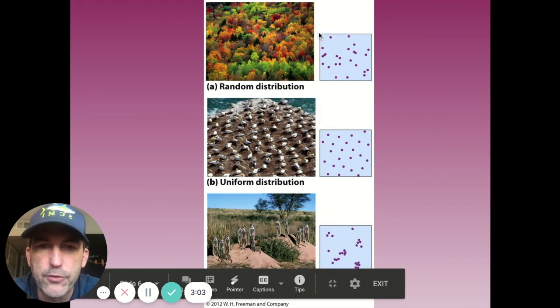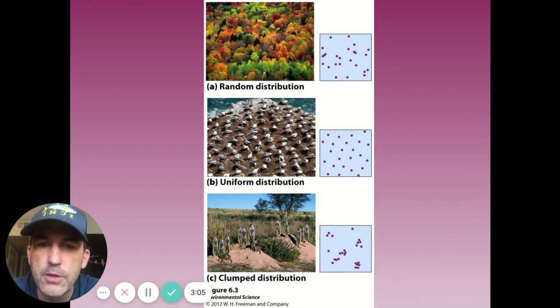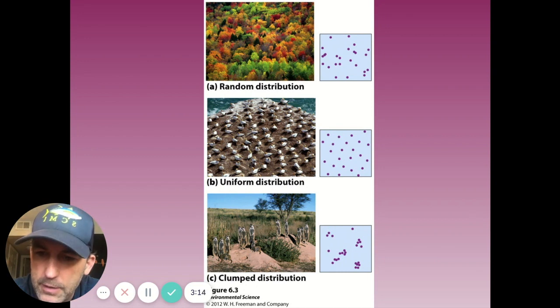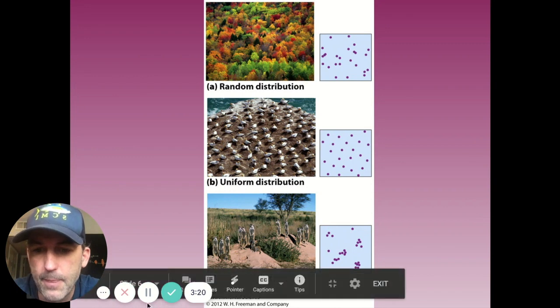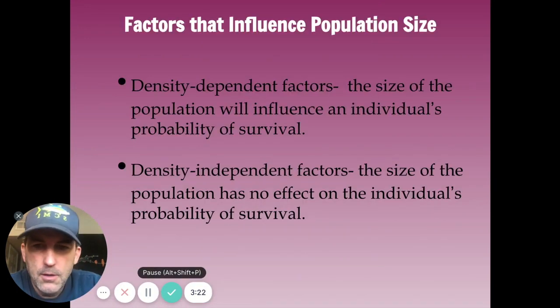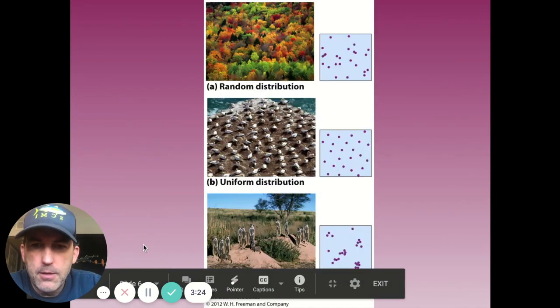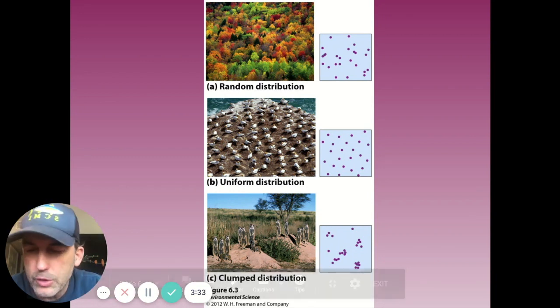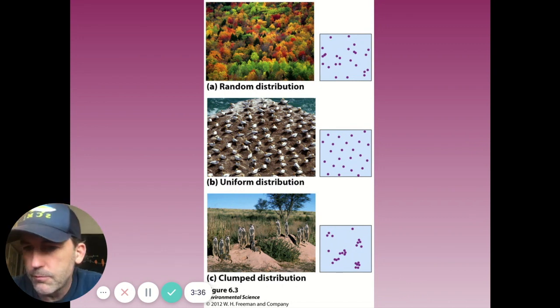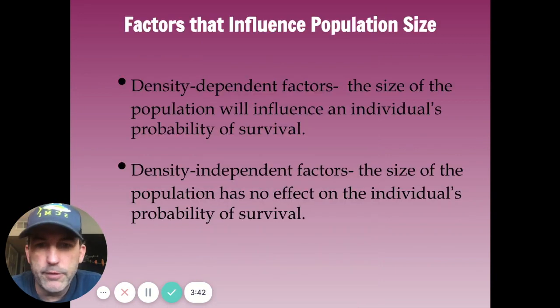So examples, again, trees tend to be random in their distribution. A lot of seabirds will be uniform, especially nesting on these islands where their space is limited, and they want to maximize the use of space, but also minimize competition with other birds in the area. And finally, clump distribution is here at the bottom, and this is going to be things like meerkats, and again, different flocking birds, things like flocks of ducks or geese, and certainly schooling fish.